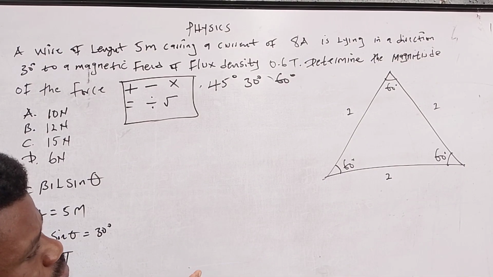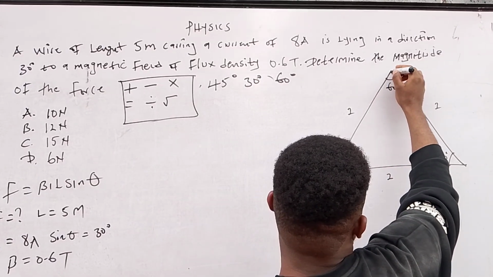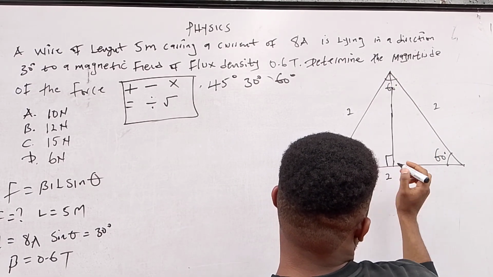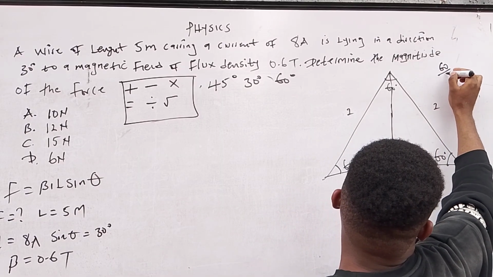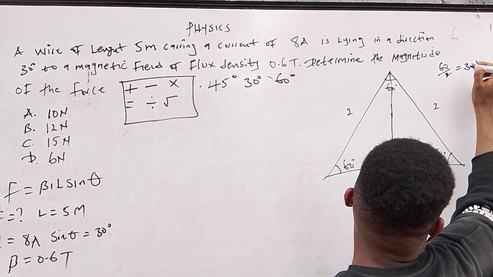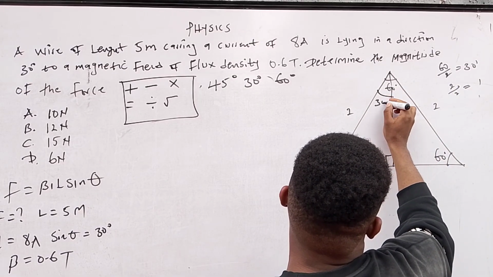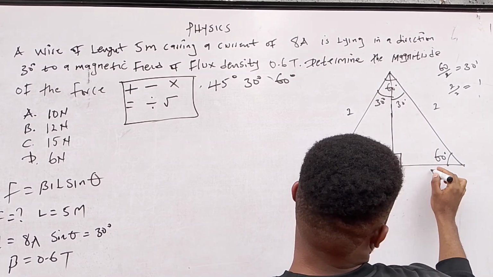So for me to deduce angle 90, I will have to bisect this sketch. Bisecting this prism or equilateral triangle means I'm dividing by 2. So if I bisect, here becomes my angle 90. It becomes 60 upon 2, which is 30 degrees, and 2 upon 2, which is 1. So here becomes 30 degrees, and here is 30 degrees. Here is 1, here is 1.